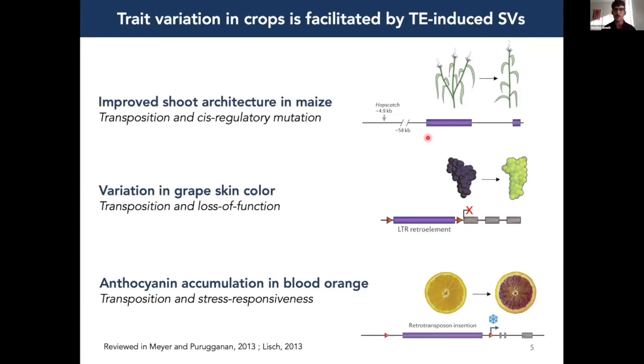There are several other examples of how transposons have impacted crop phenotype, most of the time in a very quantitative way. It can be through loss of function by insertion into the promoter of genes, in this case the insertion in the promoter of a gene that regulates anthocyanin production in grapes, but also by providing new regulatory sequences, such as this very nice example in blood oranges, where the insertion of a transposon in the promoter of the gene confers cold responsiveness to the anthocyanin-producing gene, and then facilitates the accumulation of anthocyanin in blood oranges when they are exposed to cold temperatures.